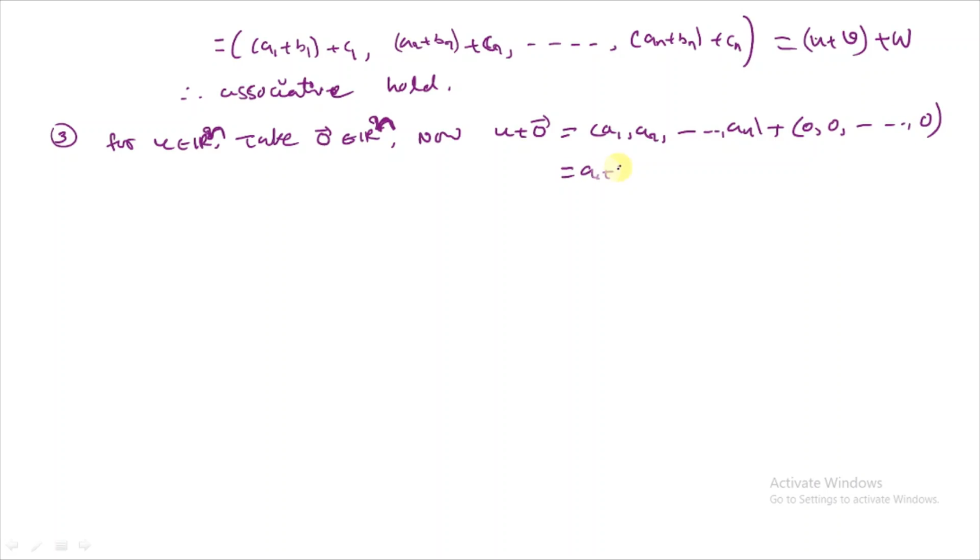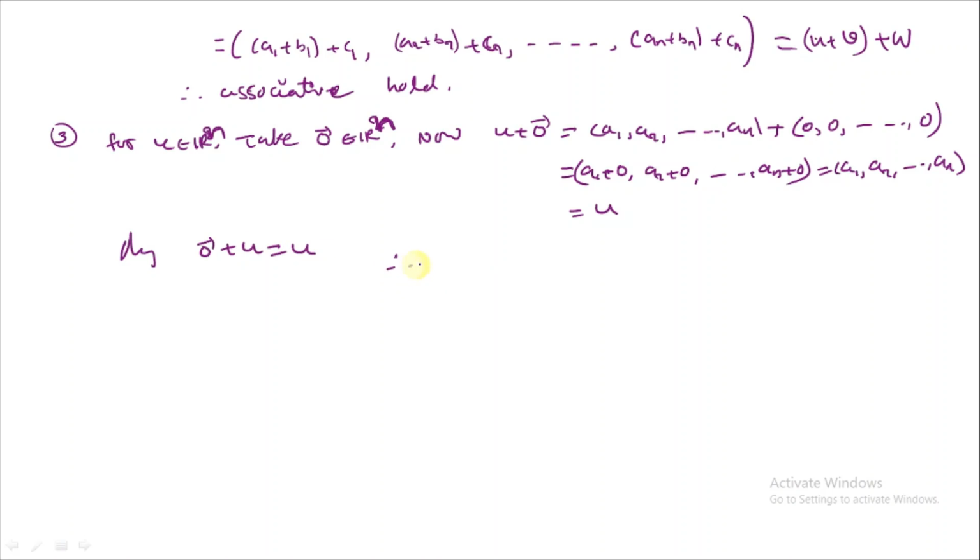That's a1 plus 0, a2 plus 0, and so on, an plus 0. These are real numbers. a1 plus 0 is a1 only. It is equal to a1, a2, up to an, which is equal to u. Similarly, you can prove 0 plus u equal to u. Therefore, the 0 vector is the identity. You can say identity or vector identity. Fourth property.